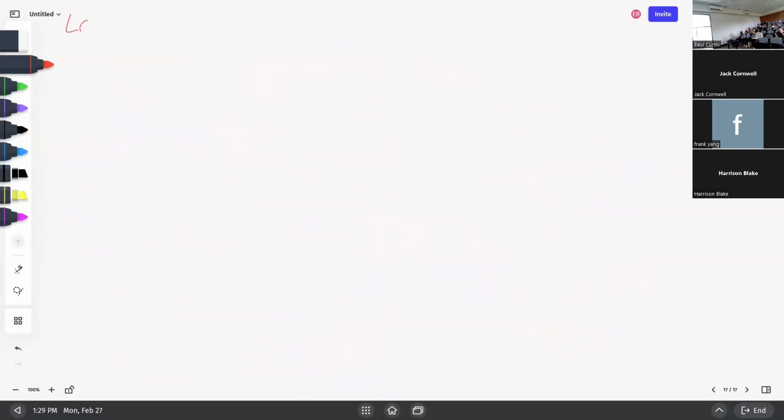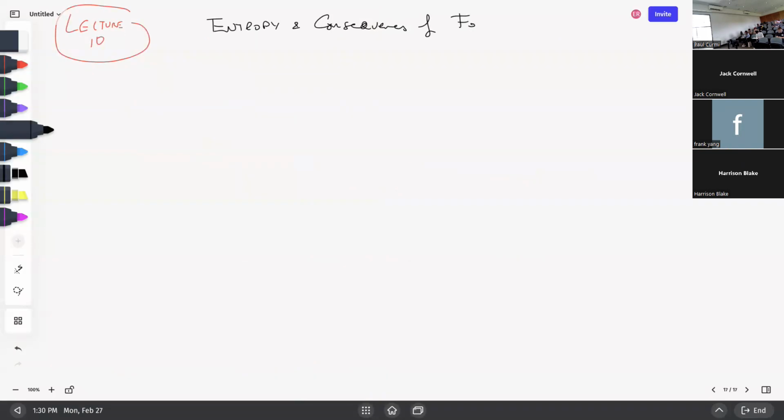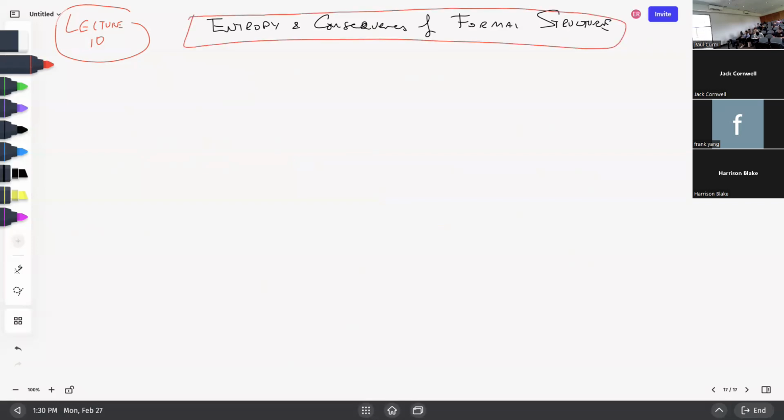So now we get to lecture 10. I'm about half a lecture behind. So this is entropy and consequences of my formal structure. Okay, so the rest of this subject is going to be entropy, entropy, entropy, entropy, entropy for my part, apart from a couple of interludes. So I can write two things.